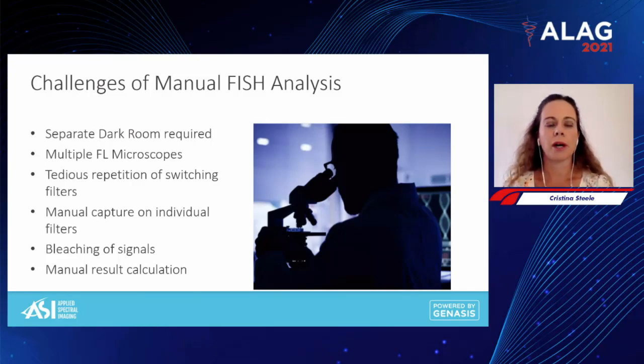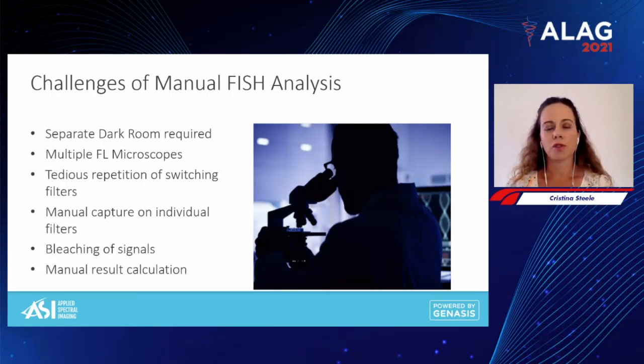And then we have the bottleneck of being able to have a sufficient number of FISH microscopes. That has seemed to be a bottleneck in many laboratories where, for example, you might have 5 FISH technologists but only 3 fluorescent microscopes. So there has to be a rotation of shifts to maximize the personnel to the number of microscopes present. And then there's the actual analysis itself.